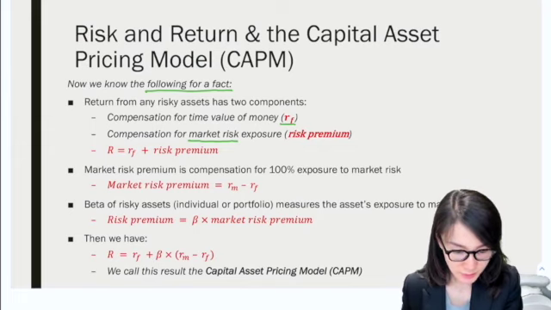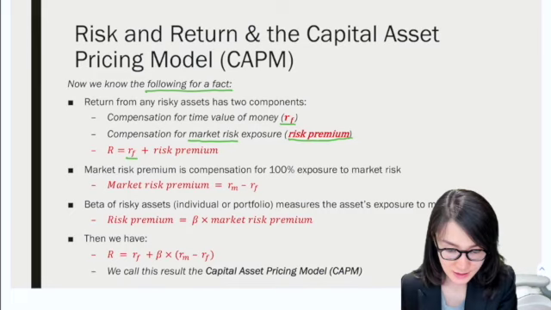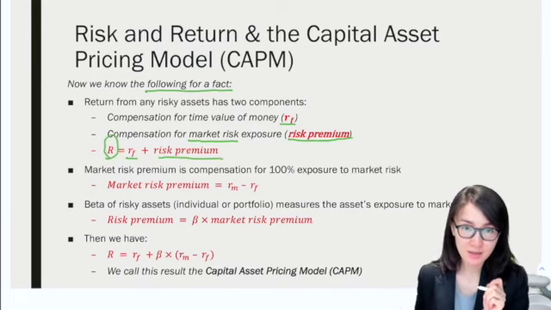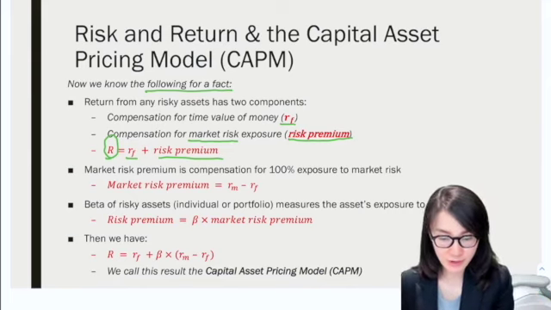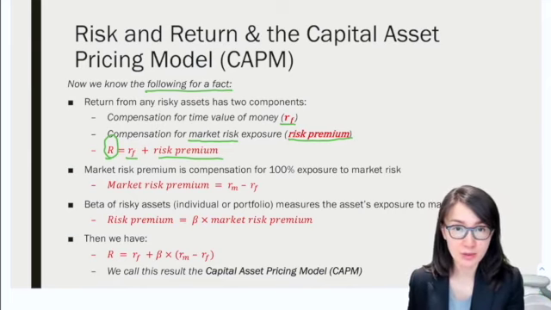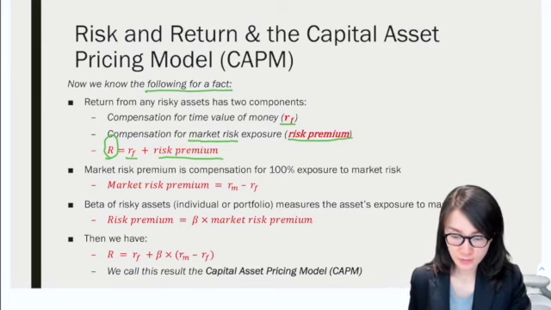The two components for any return are the risk-free rate plus the risk premium. This is the return from any risky investment. If we're talking about a risk-free investment, the risk premium is basically just zero. The higher the risk, the higher the risk premium. Okay, we got the first part done.